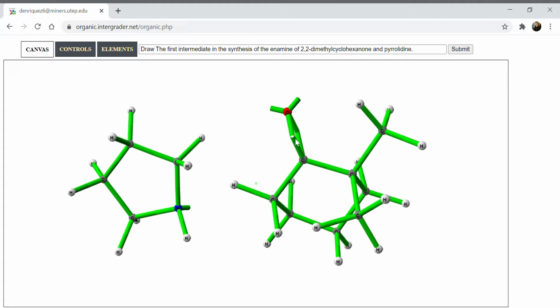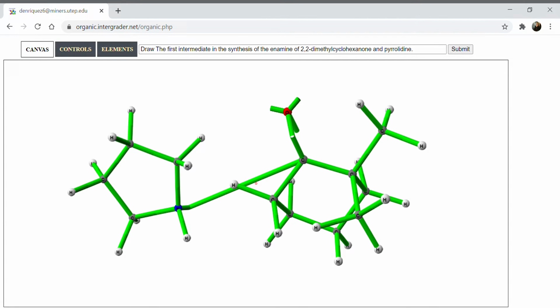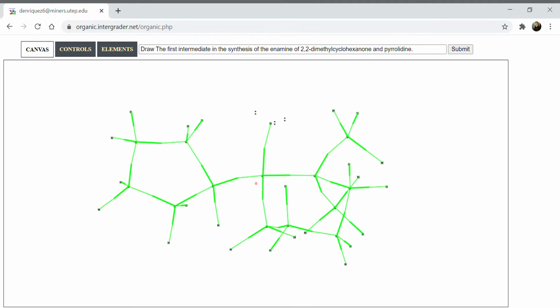And then I'm going to release one of these lone pairs. So it's a lone pair for the oxygen. So heterolytic, I'm going to use this because I want to keep the hydrogen on there for now, because as we saw with the second intermediate, the hydrogen was still on there. So I'm going to hit arrange.